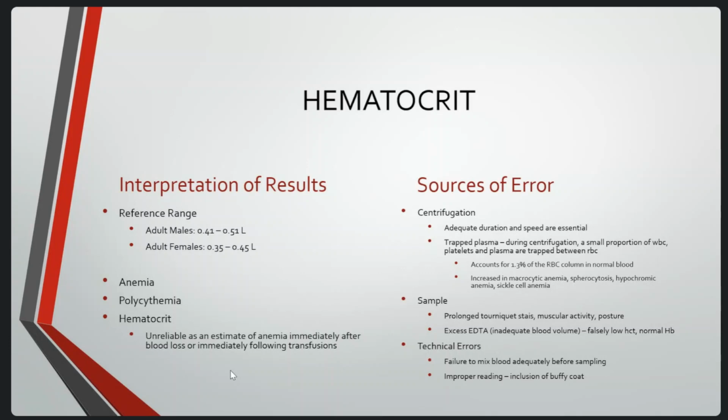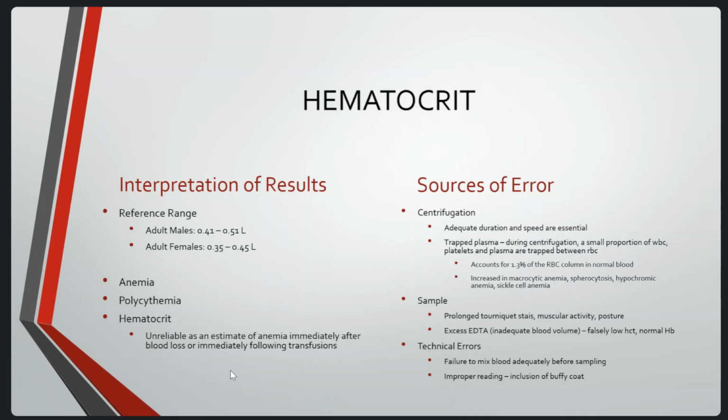So for the sources of error, we have the following. Centrifugation: we follow the adequate duration and speed for centrifugation of our hematocrit. We also have trapped plasma, which can be seen during centrifugation. This is a small proportion of WBCs, platelets, and plasma that are trapped between the red blood cells. This is seen in macrocytic anemia, spherocytosis, hypochromic anemia, and even in sickle cell anemia.